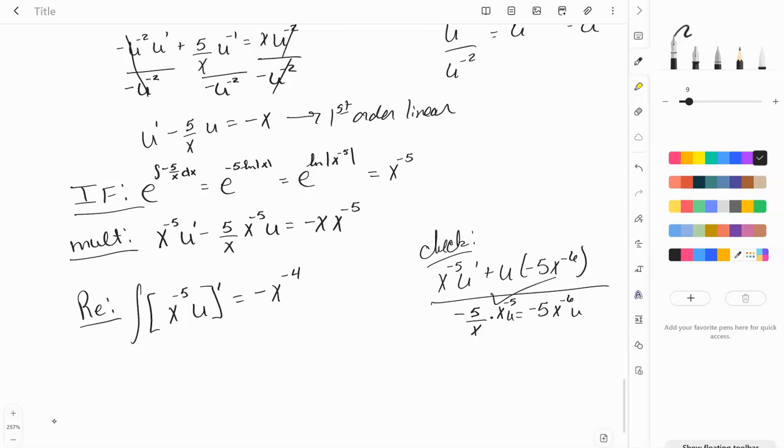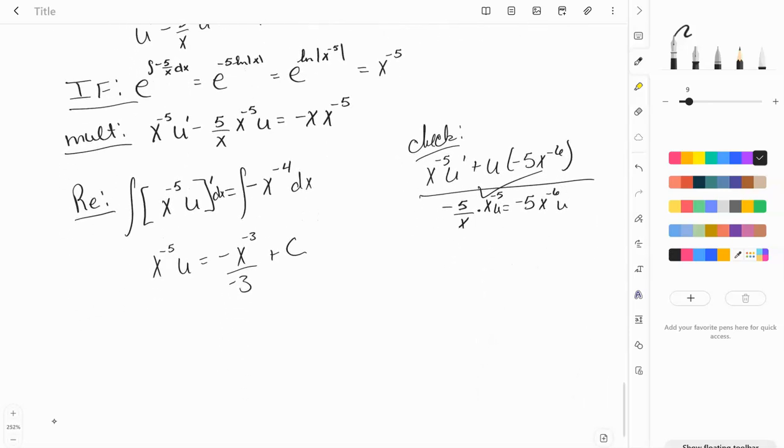Once you rewrite, integrate both sides. We're integrating with respect to x. So that left-hand side is x to the negative 5 u. I'm going to add 1 to the exponent, divide by the new exponent. So I'm going to clean this up. So this is x to the negative 5 u equals x to the negative 3 over 3 plus c.